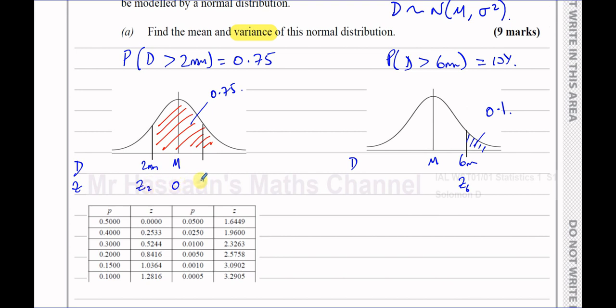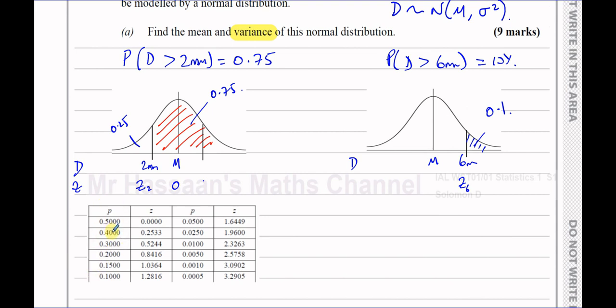this will be positive. So I can see that this small area here is 0.25. If I look for a probability of 0.25 over here, then I can use this table. If I don't find 0.25, which I don't, because I go 0.2, 0.3, 0.25 isn't here, then I can't use this table. I have to go to the bigger table.